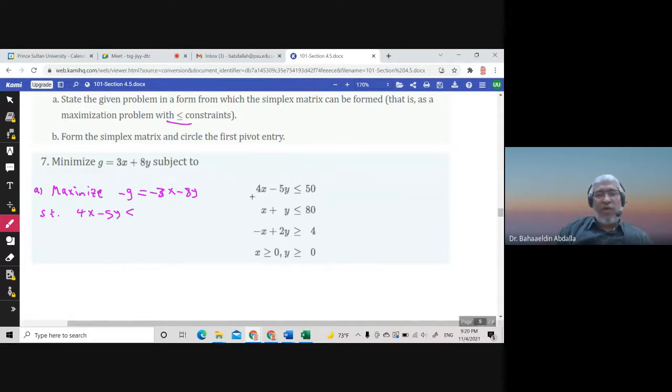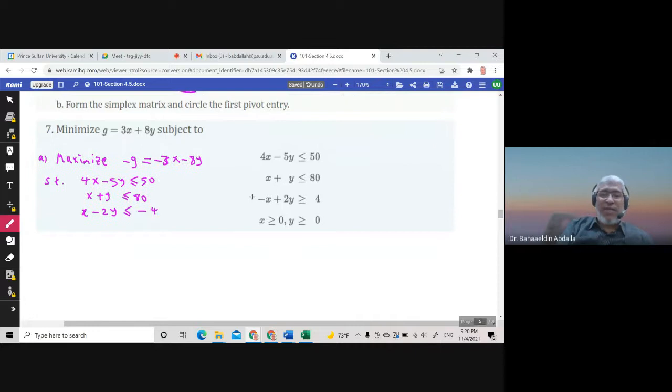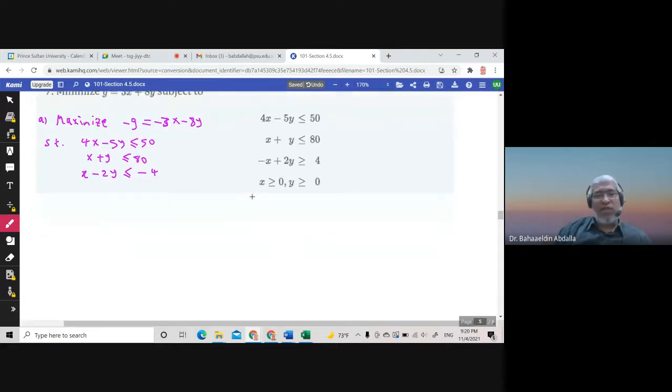The first one is less than, so I have no problem with it. The second one is less than, so that's good. The third one is greater than, so I have to multiply by a negative 1. So x minus 2y less than or equal to negative 4. So this is the answer of part A. Part B, form the Simplex matrix and circle the first pivot entry. Well, I need to introduce the slack variables.